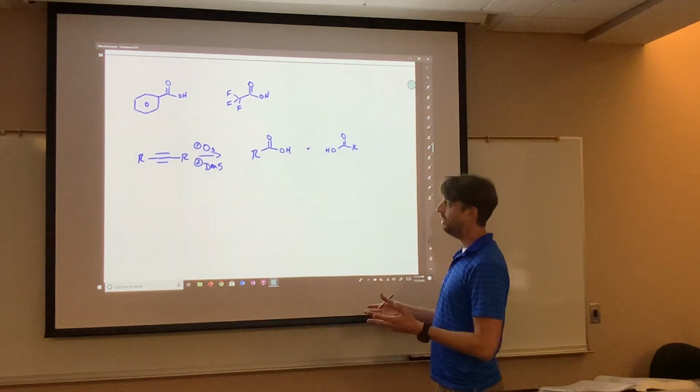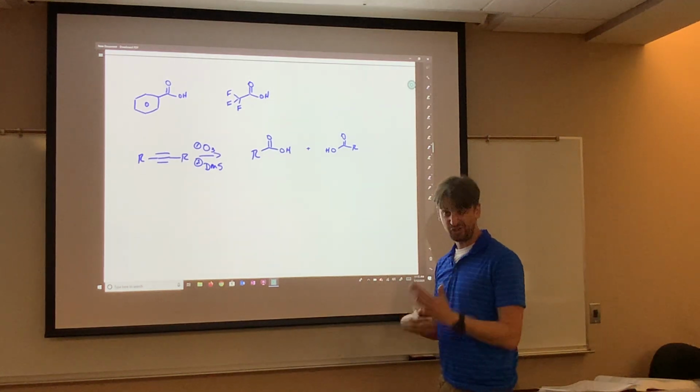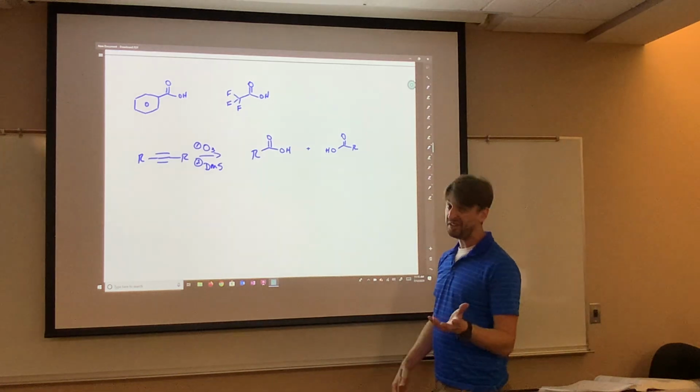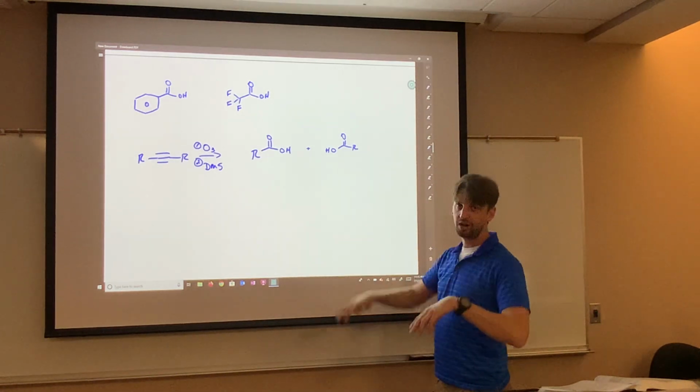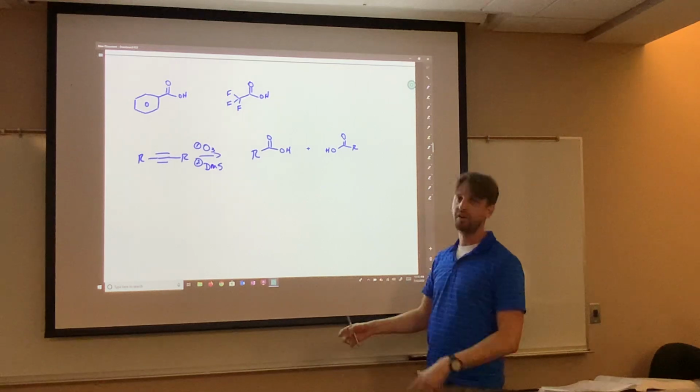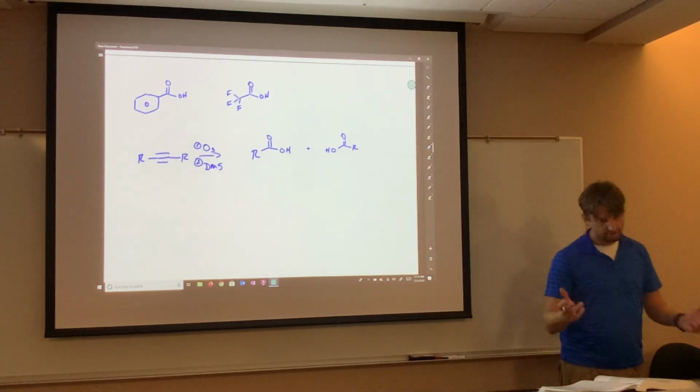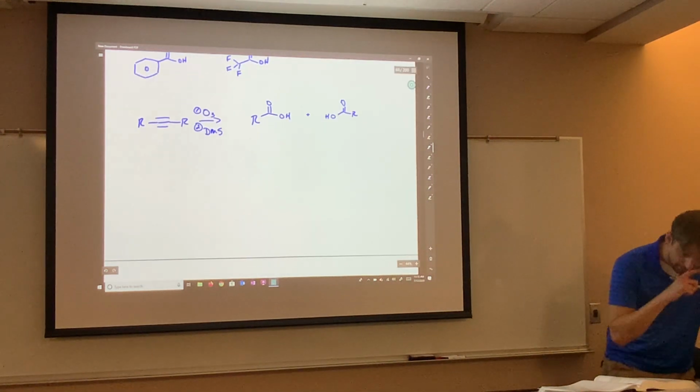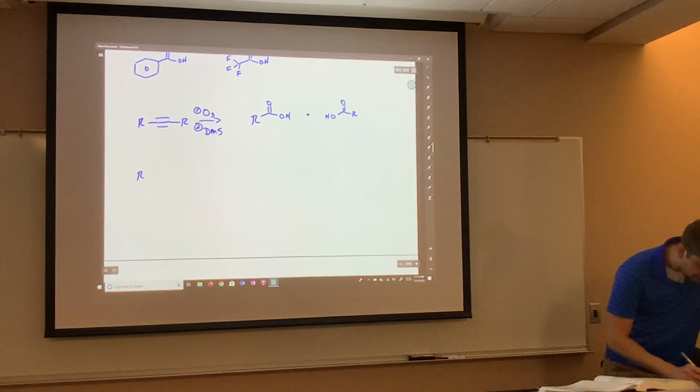That's fine. We can do this. The problem is we have to generate an alkyne. Not too easy to do. We also have to cut carbon-carbon bonds, so we lose carbons along the way. But this is a valid method of doing it. We can also just do a simple oxidation.